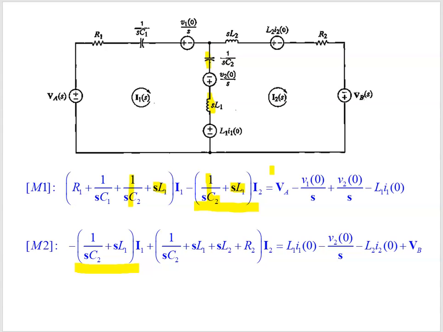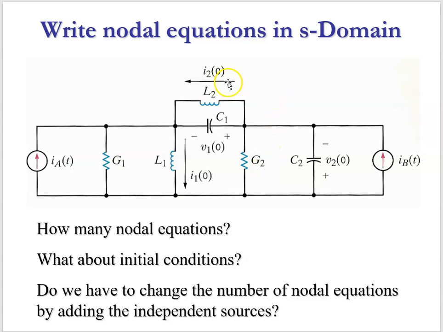So these two simple mesh equations have a lot of terms with S and a lot of terms without S. That's how we'd work out our algebra with S. So let's also look at an example where we want to write nodal equations. This is almost a single node pair, but it's not quite, because we have this additional inductor and capacitor in parallel. We have three nodes. We have this node here on the left, we have this node here on the right, and we have our bottom node, which we'll call the reference node.